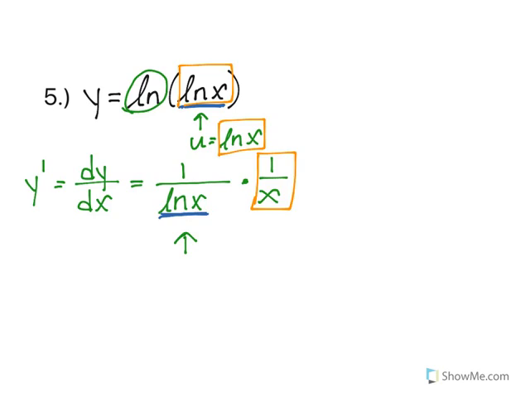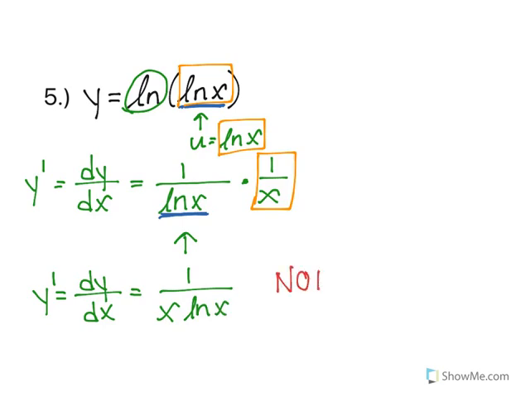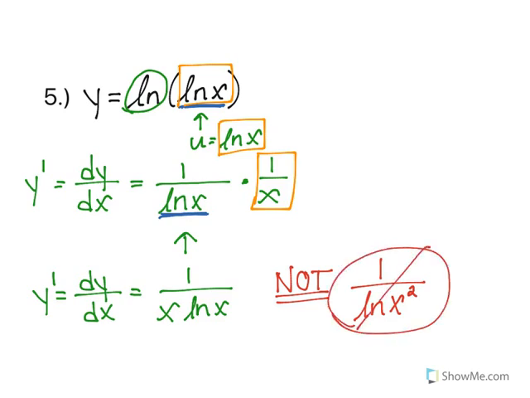So then how do we write our final answer here? And that's something you need to be very, very careful about. So I want this answer, dy dx, or y prime equals 1 over x natural log of x. The x and the x in the denominator cannot be combined. It is not the same as 1 over the natural log of x squared, okay? This is a big fat no for this problem, okay? The x on the outside cannot be combined with the x on the inside.